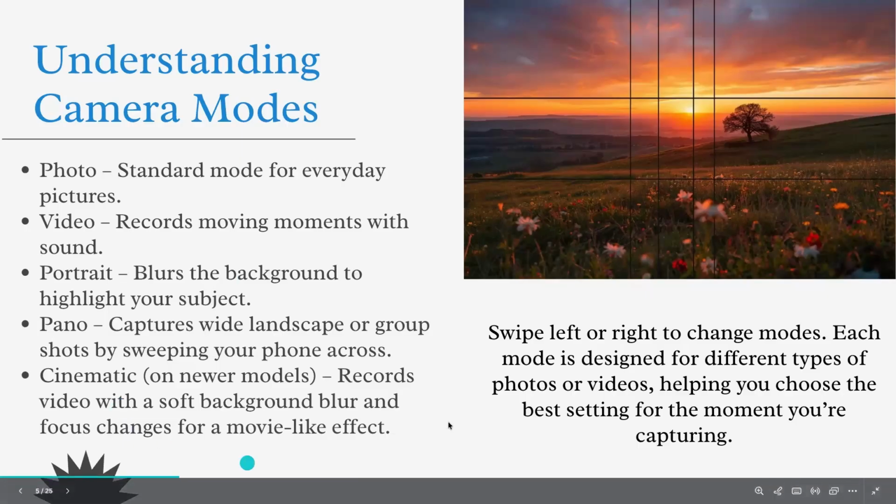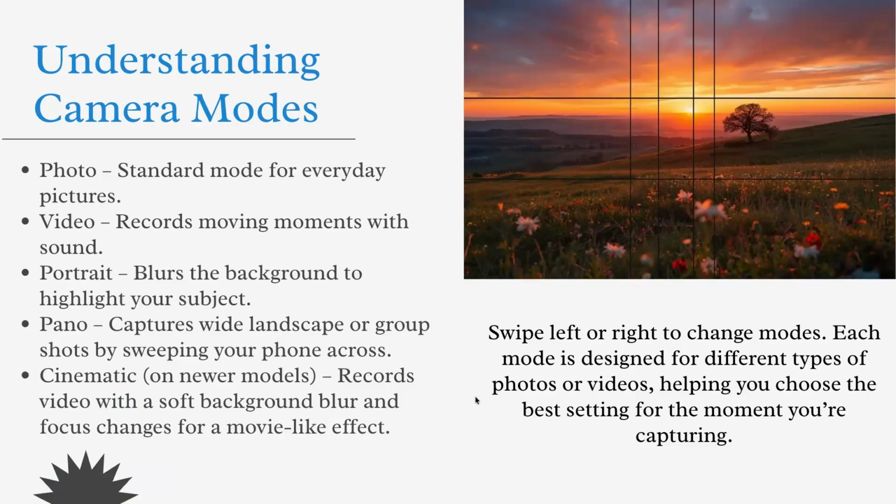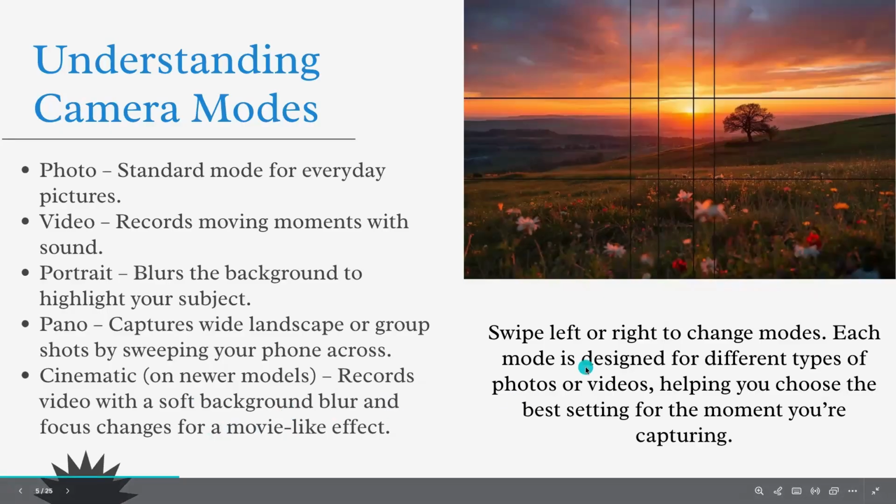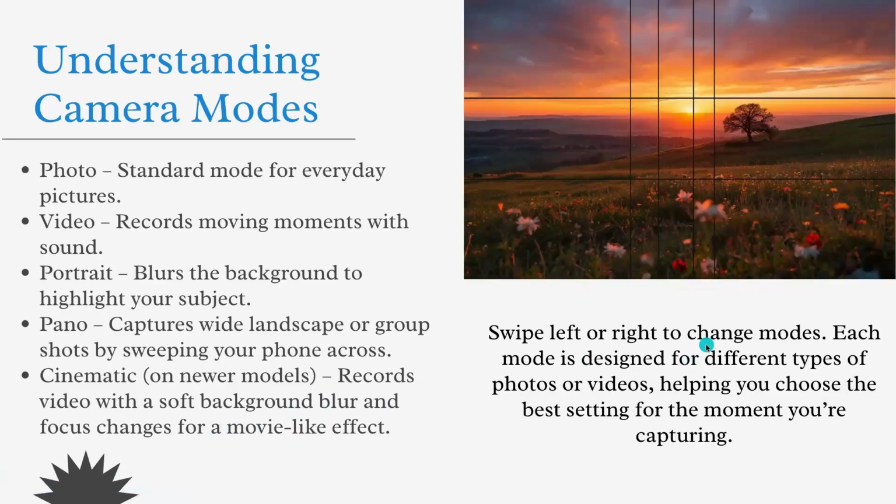And then cinematic, this is on newer models and it records video with a soft background blur and focus changes for a movie-like effect. So this makes it look more professional. But one thing to note is cinematic mode uses more data than just regular video. So if you have a slightly older phone and you've taken a lot of photos and your data is filling up, cinematic mode might fill it up even faster. So that's something to take note of.